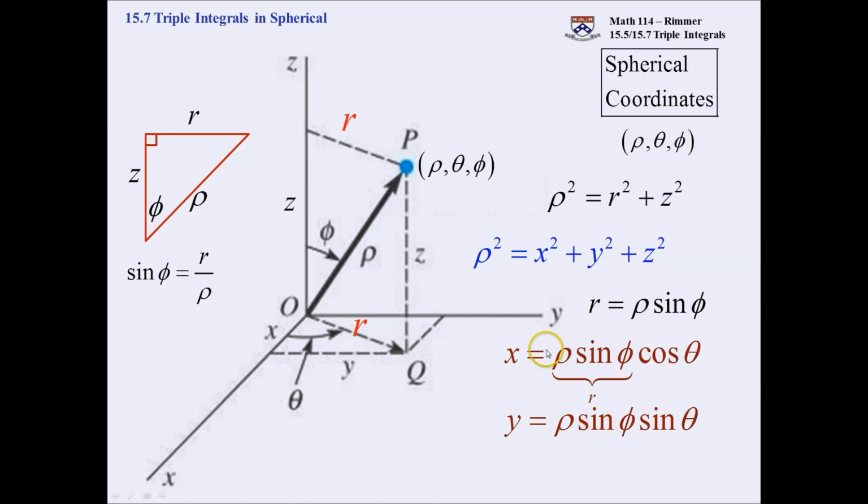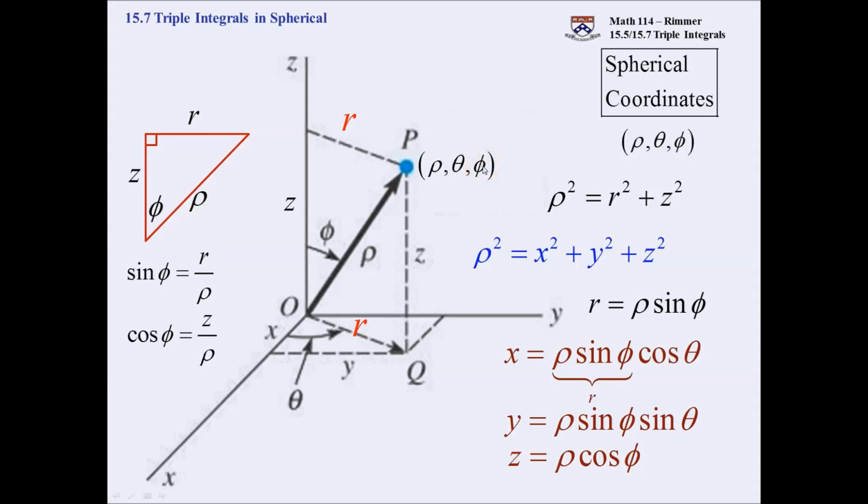What about z? We'll go back to the triangle, and instead of using sine, we'll use cosine. And we get that cosine of phi is z over rho. So solving for z, we get that z is rho cosine phi. And these will be our connecting equations that will help us figure out how to go from coordinate system to coordinate system. Theta is the same theta as it was back in polar. The tangent of theta is y over x. So we take the arctan to get the theta, the arctan of y over x.